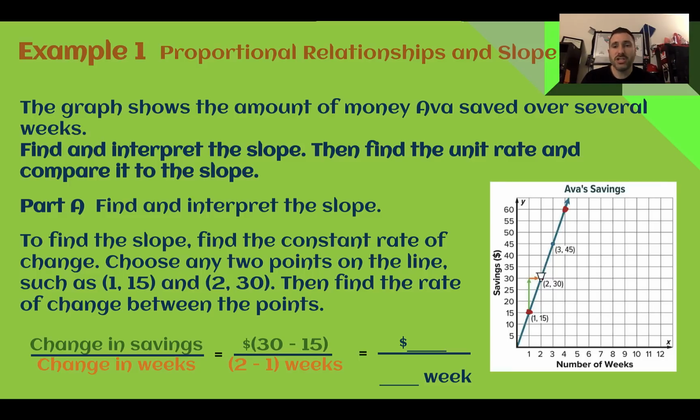Any two points that are easily found on the line will work. Then we're going to figure out how much it changed. So in order to go from 15 to 30, how much did that go up? It went up 15. How long did that take to do it? It was just one space over, from week 1 to week 2, so 1 week. Our slope here is 15 over 1, or just 15. And in this context, that would be $15 per week.